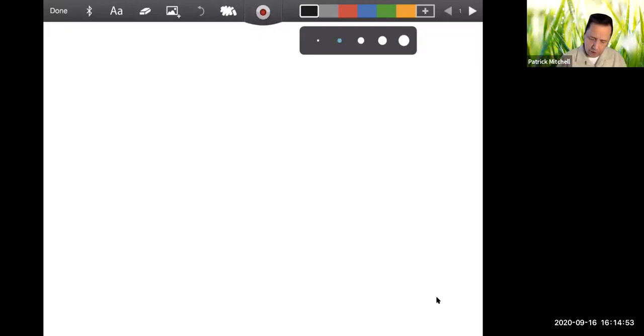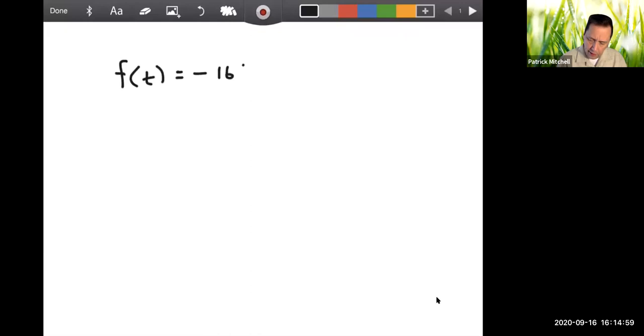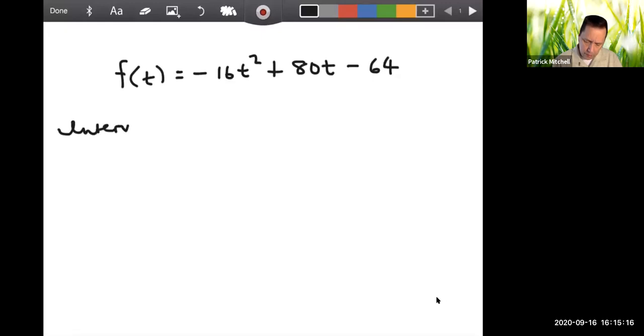All right, so the function is f of t equals negative 16t squared plus 80t minus 64. All right, so I'm going to do it like this. I'm just going to put it all in one chart. You've got your interval. Here we'll put our test value. I can't remember how they labeled this next part, but I'll label it inequality, and then a conclusion.